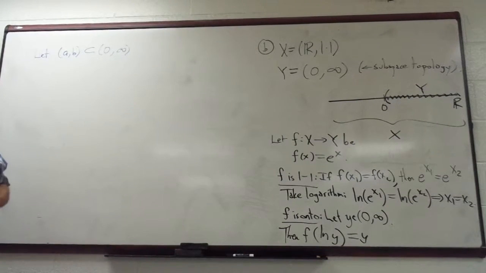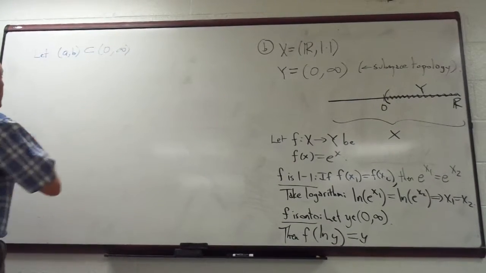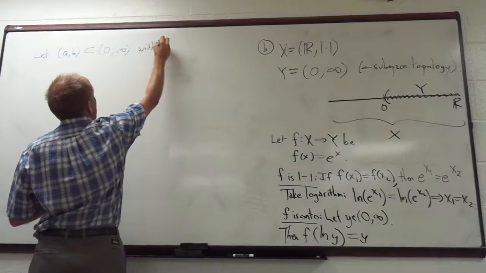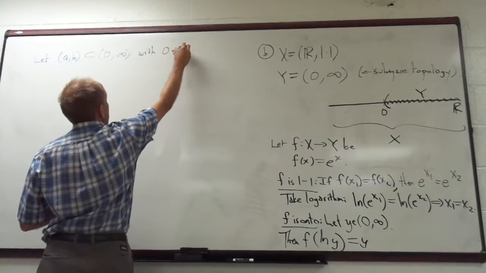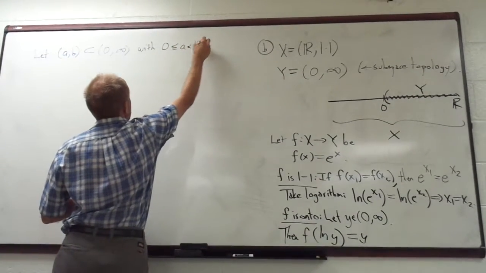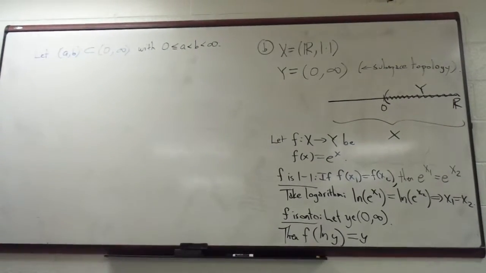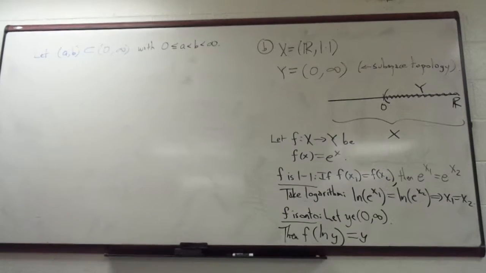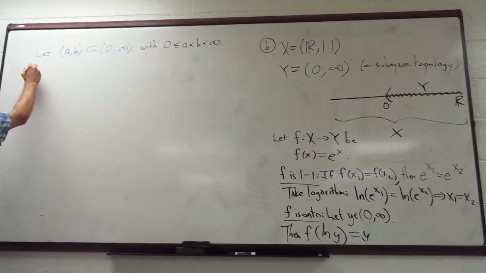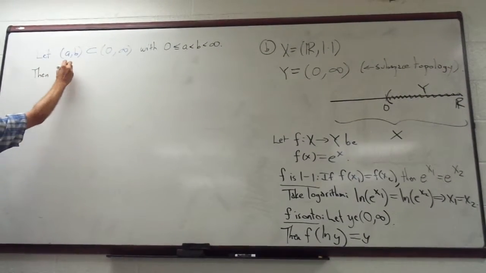This is going to be where 0 is less than or equal to a, which is less than b, which is less than infinity. Okay? So then the question is, we have to find the pre-image of that.